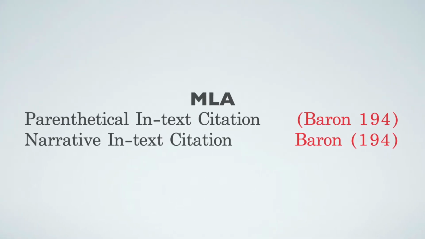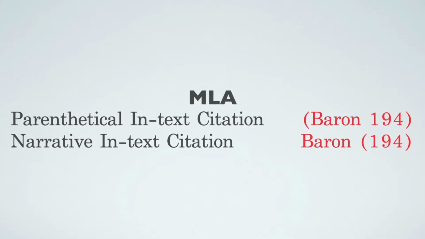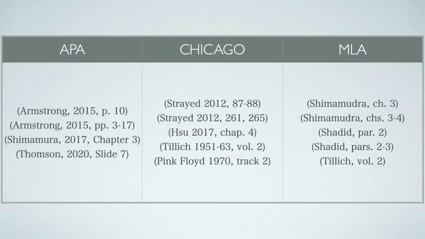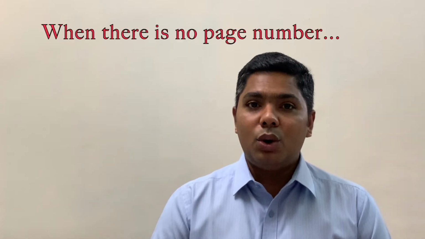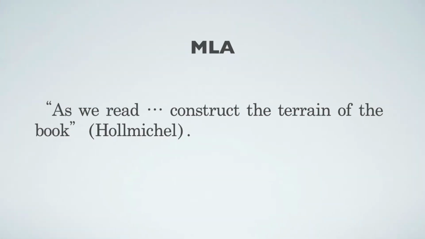Here what we can note is when there is a page number, there is no comma after the name of the author. But when other specifications like paragraph or chapter numbers are given, a comma is given after the name of the author. When there is no page number or any other indication of the same, just give only the surname of the author and nothing else. You can see that in the example.